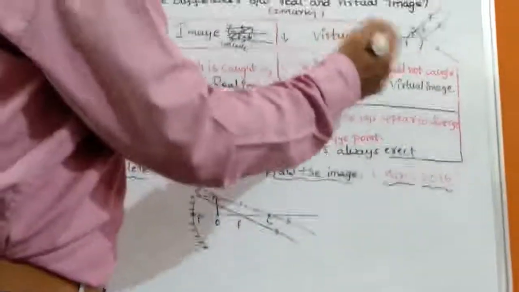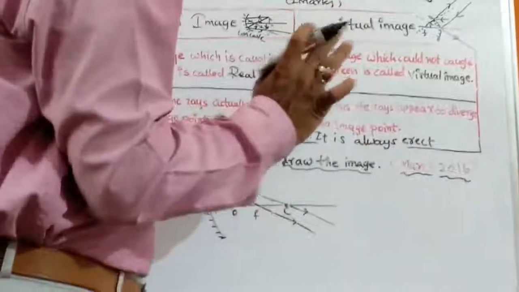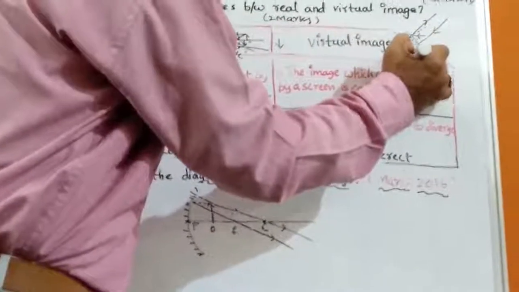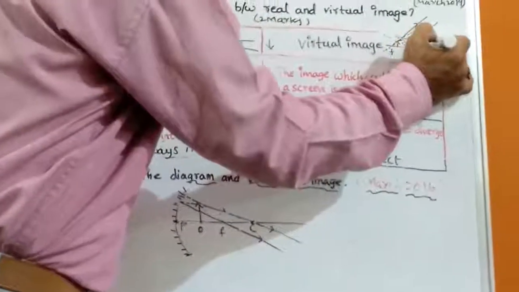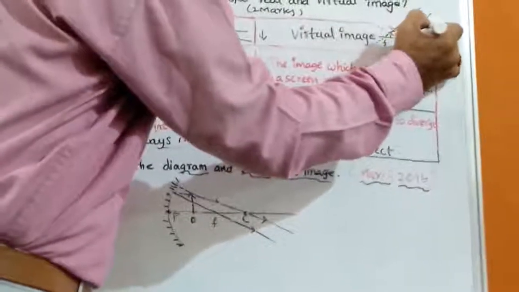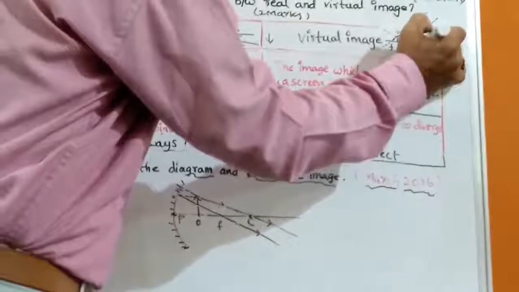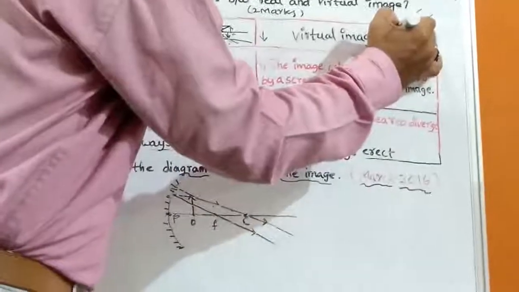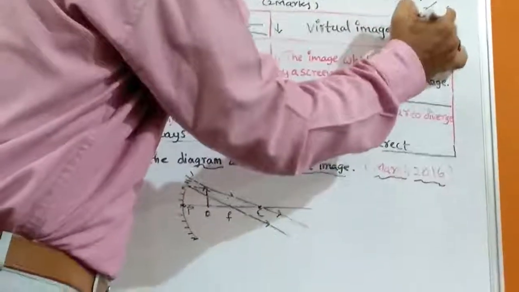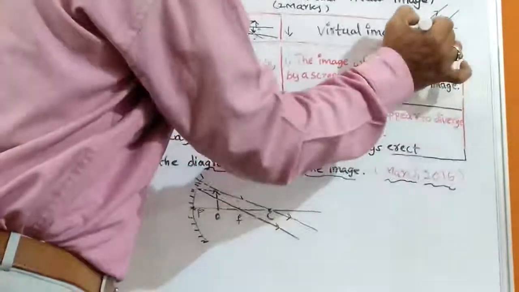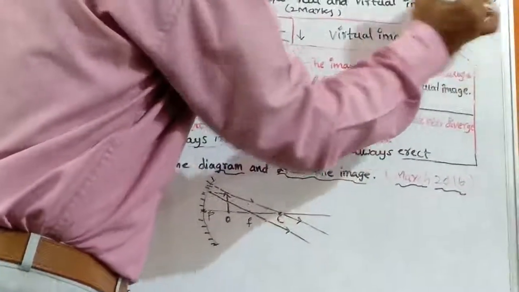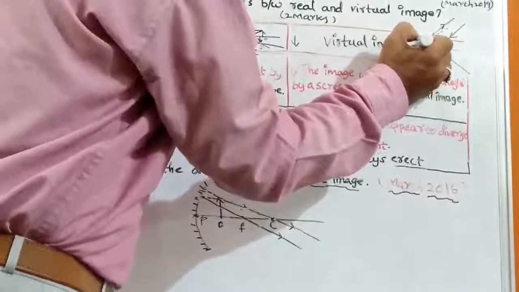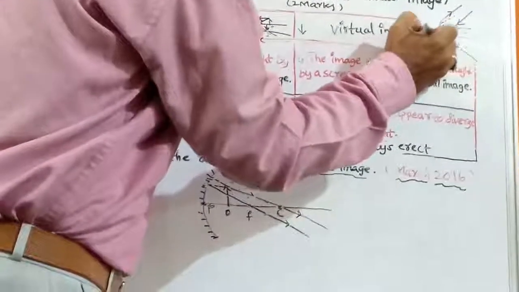If you see the virtual image, the rays could not actually meet. This is a convex mirror. Suppose we have an object here; the ray incident from the object, parallel to the principal axis, hits the mirror. It moves divergent. This is a convex mirror, it diverges. So this is the reflected ray for the first ray. Extend this ray.